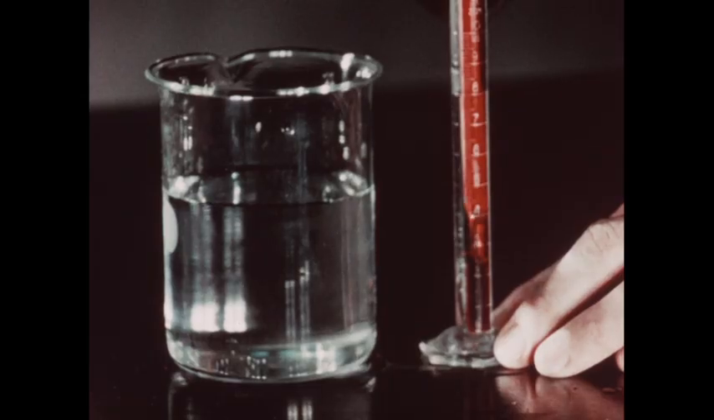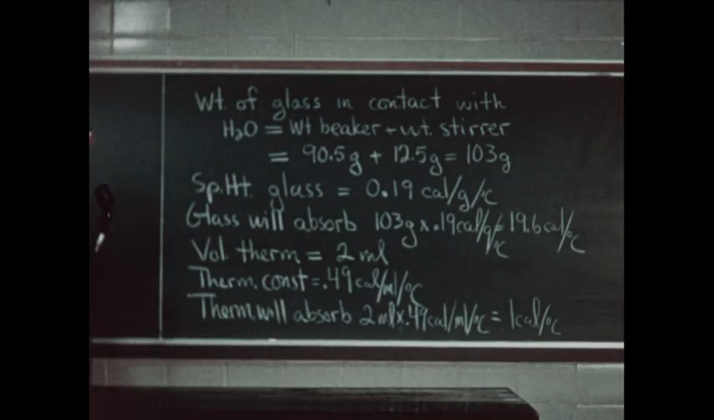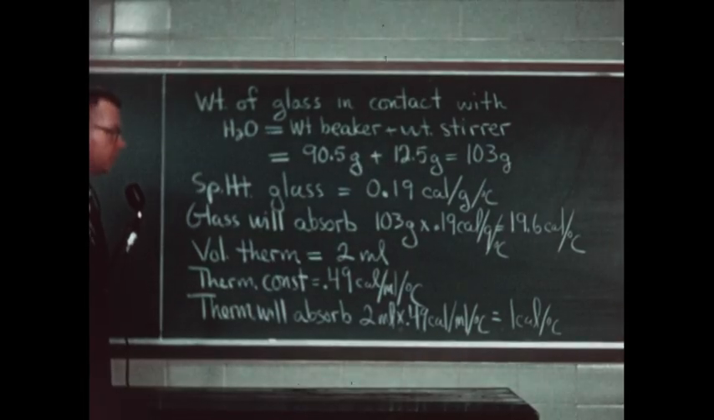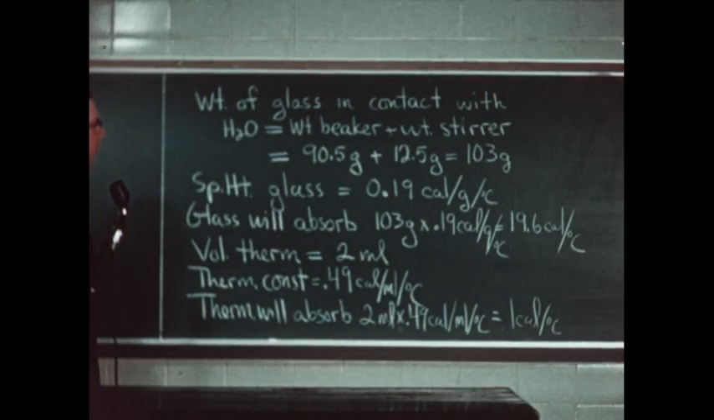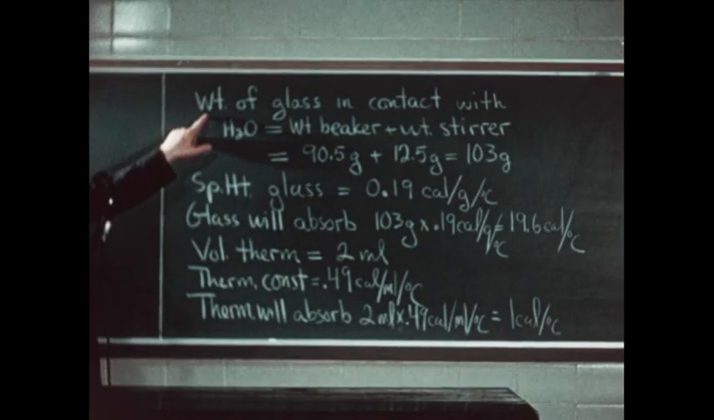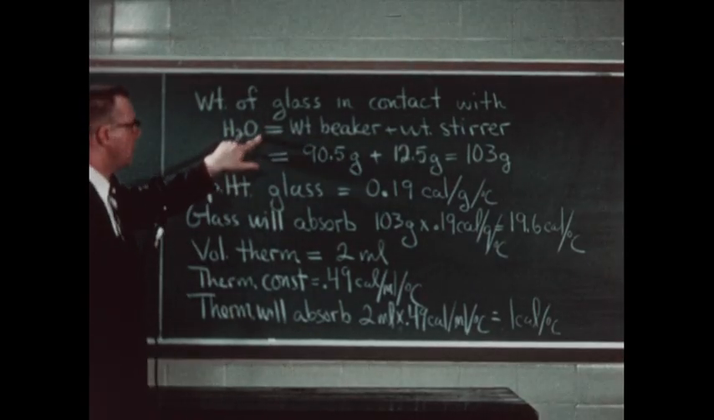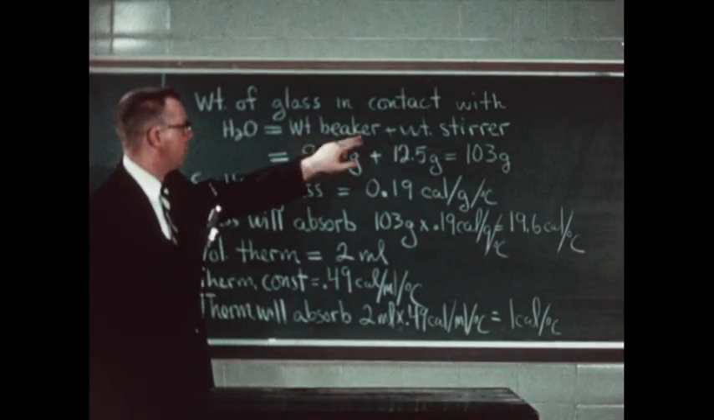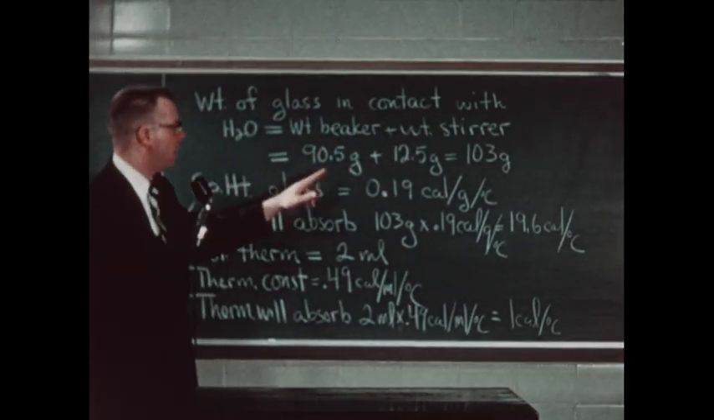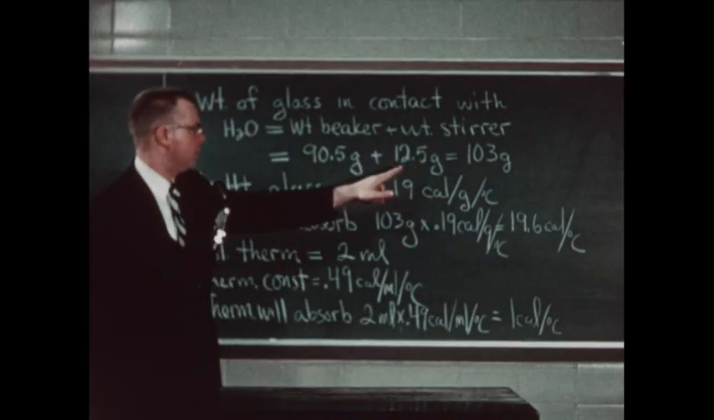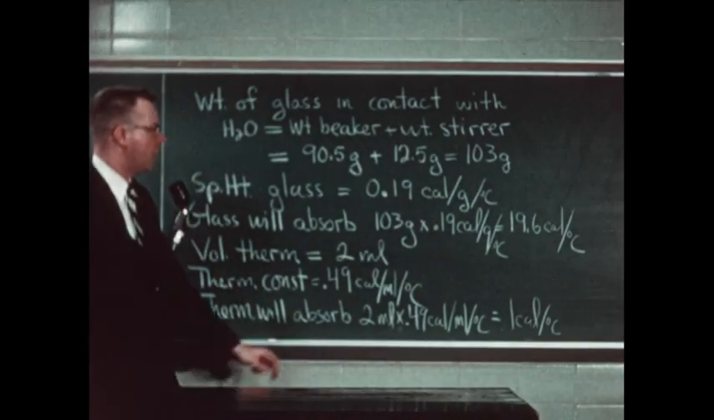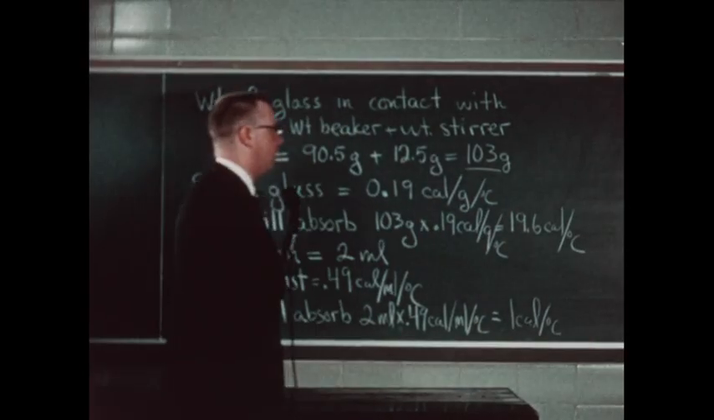2 milliliters. We now need to calculate the so-called calorimeter constant, which is the figure which tells us how many calories per degree centigrade are absorbed by the calorimeter itself. We can calculate the weight of the glass in contact with the water because we know that it will be the sum of the weight of the beaker plus the weight of the stirrer. And those two values have been found to be 90.5 and 12.5 respectively, so that the weight of glass in contact with the water is 103 grams.